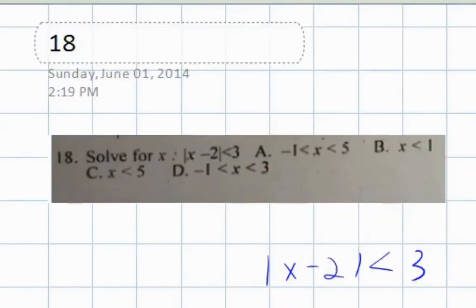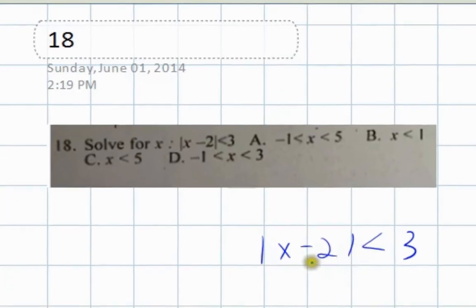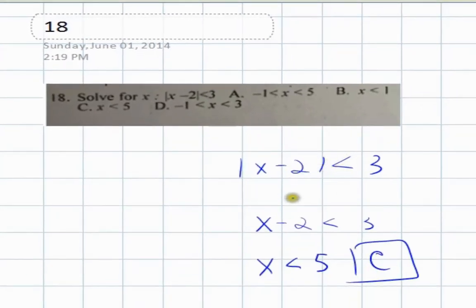Question 18 wants us to solve for x, and it says that the absolute value of x minus 2 is less than 3. Because this is an inequality, we can essentially ignore the absolute value sign and just drop it off. So now we have x minus 2 is less than 3. Then I would add 2 to both sides, and I have x is greater than 5, which is option C.